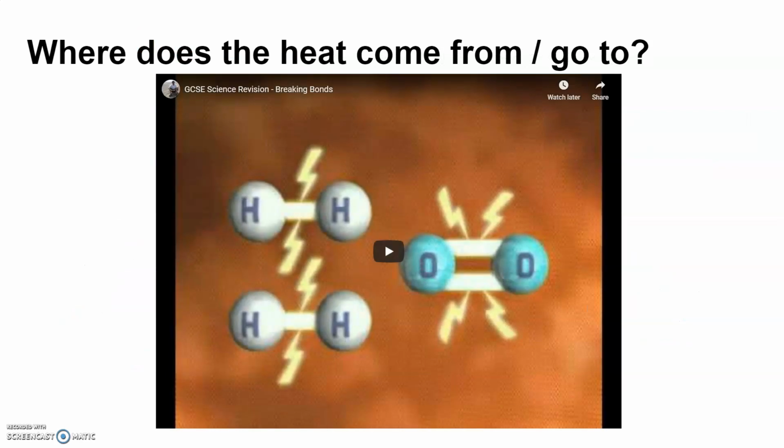All right, so the next thing we want to talk about is where does the heat come from or go to during these processes? We're saying for exothermic, it releases heat, and endothermic, it gains heat during a chemical reaction. But in terms of the reaction, where is this coming from?